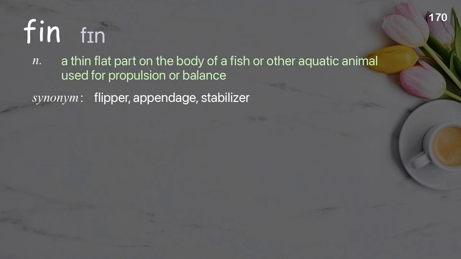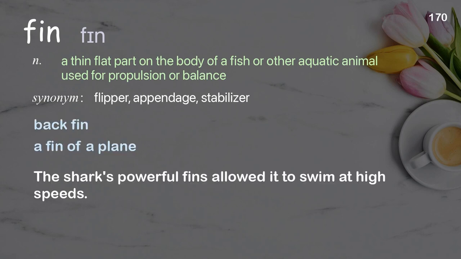Fin: a thin flat part on the body of a fish or other aquatic animal used for propulsion or balance. Examples: back fin, a fin of a plane. The shark's powerful fins allowed it to swim at high speeds.